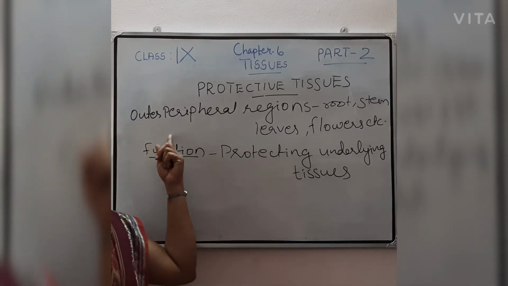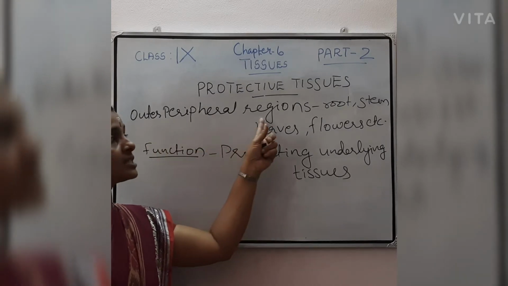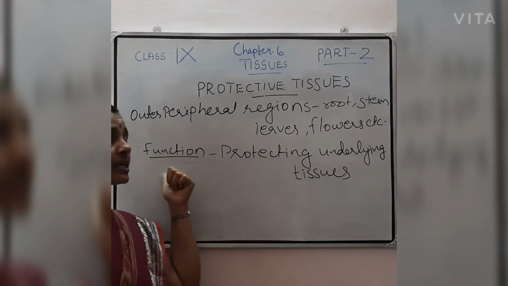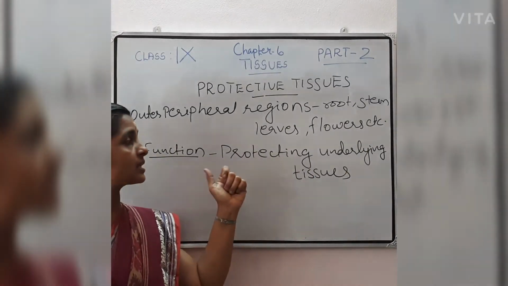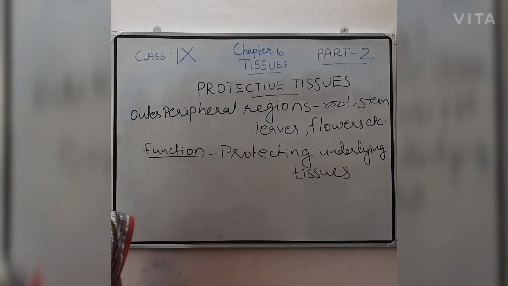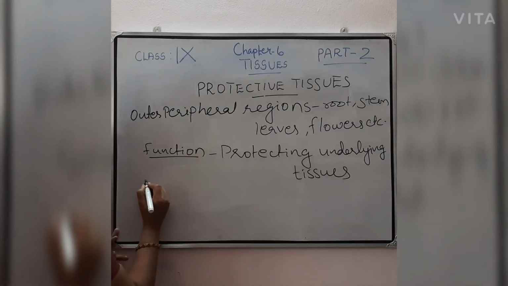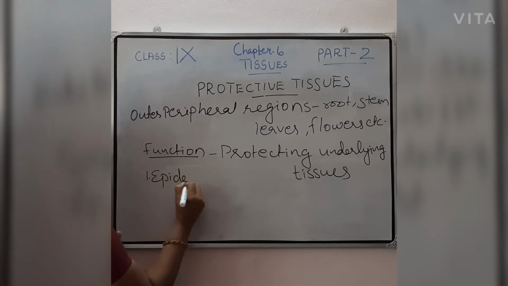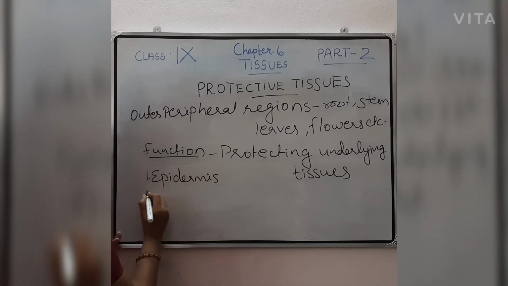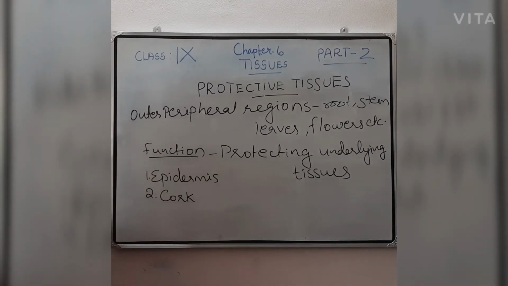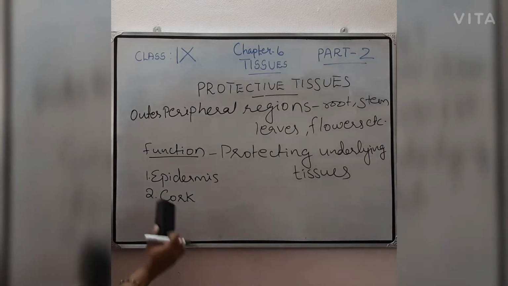So once again, these are present in the outer peripheral regions of roots, stem, leaves, flowers, etc. And what is the function? They are protective in function, that is they are protecting the underlying tissues. And the important protective tissues are, one is epidermis, and another one is cork. These are some important protective tissues. So first one is epidermis.